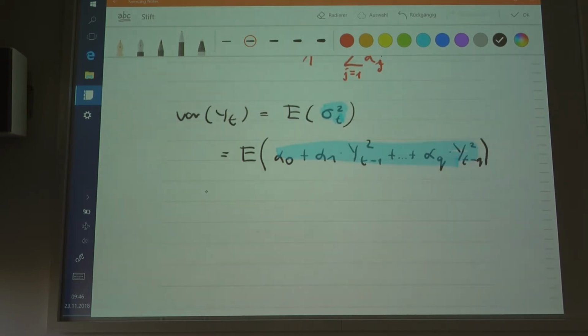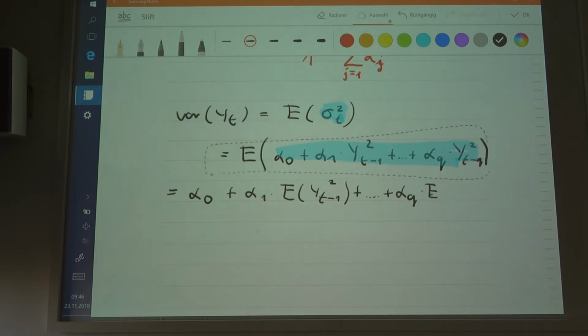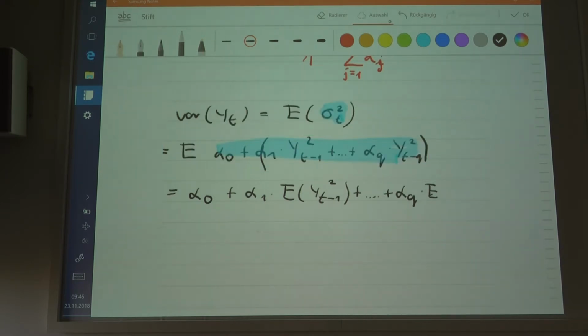So basically you would get this is equal to alpha 0 plus alpha 1 times the expectation of y_{t-1} squared, plus alpha 2 times the expectation of y_{t-2} squared, etc., and then alpha q times the expectation of the square, y_{t-q} squared. I ran out of space again.